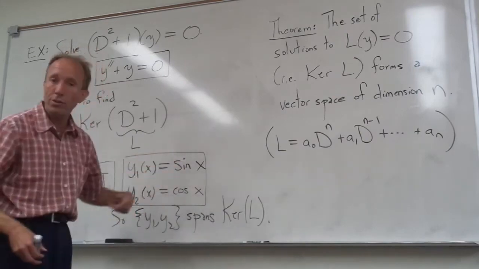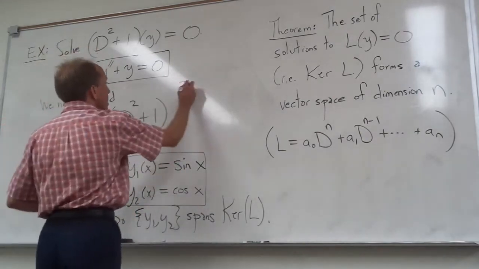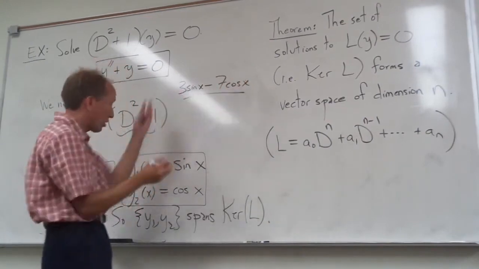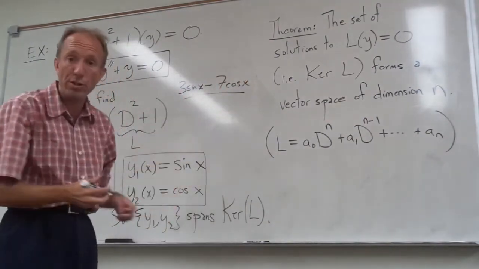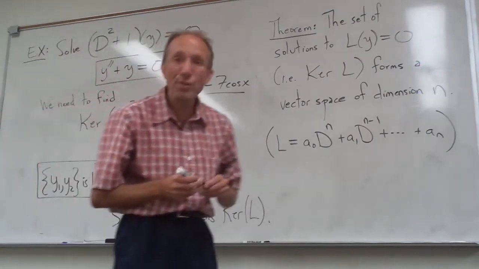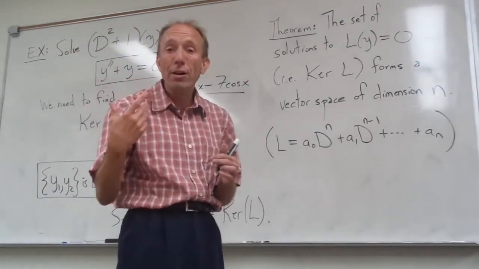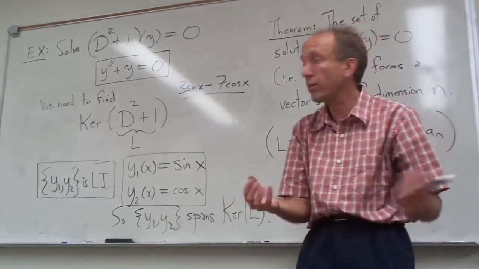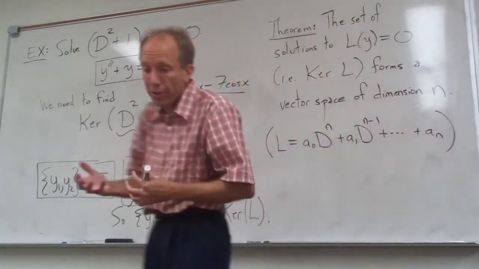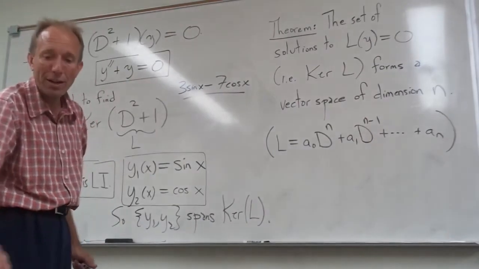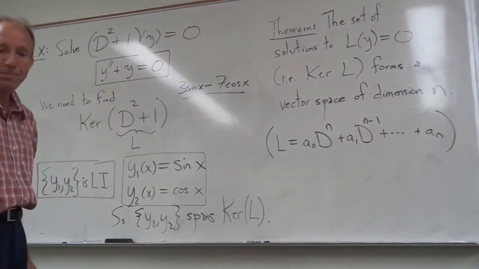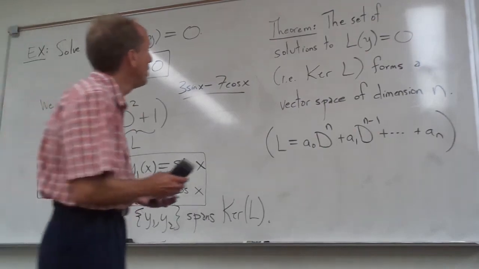So sine of x, cosine of x, 3 sine of x minus 7 cosine x, right? Any linear combination of these two solutions will give us another solution. However, those are all of the solutions. There's nothing missing. There are no other solutions out there that we would have to look for. That, to me, is really awesome. That is really awesome. Okay.